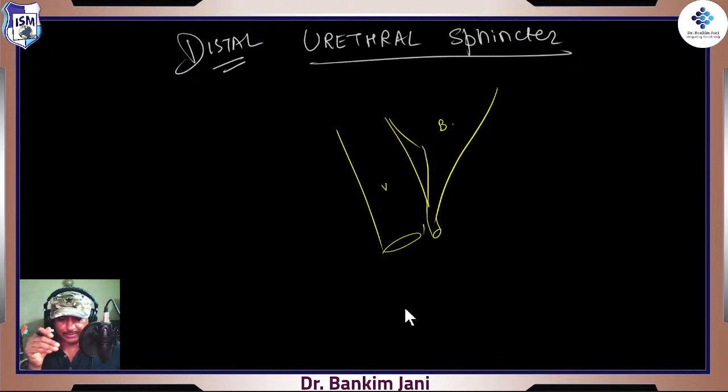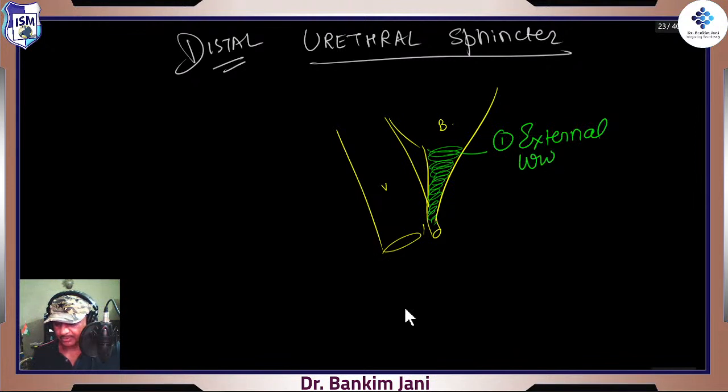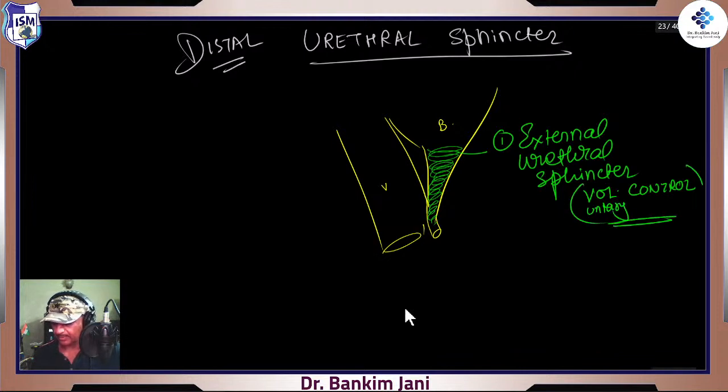Now, as we said, this distal urethral sphincter is divided into three parts. One part is under voluntary control, and that is what is called the external urethral sphincter. Those fibers are over here. Remember, in the case of the male, there was an internal urethral sphincter also, but over here, it is not. So the external urethral sphincter is under voluntary control.